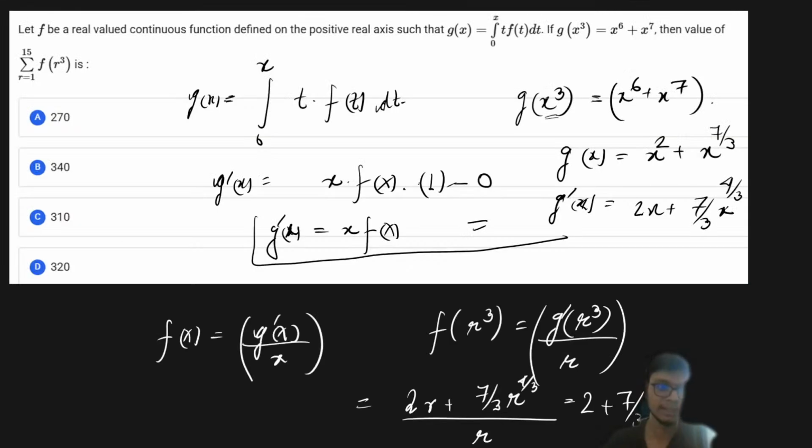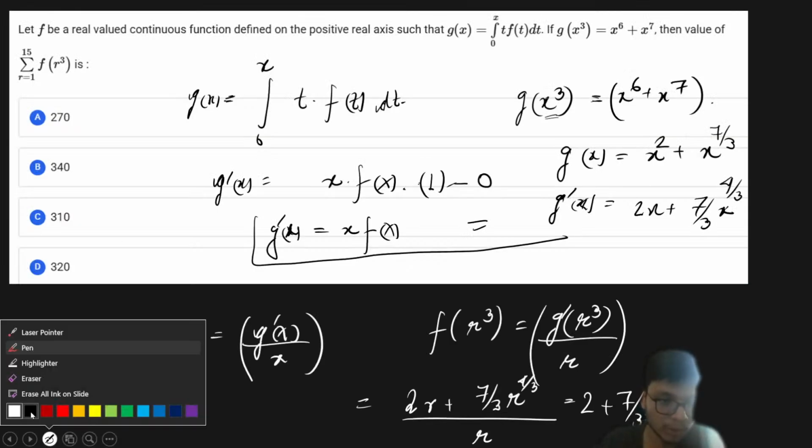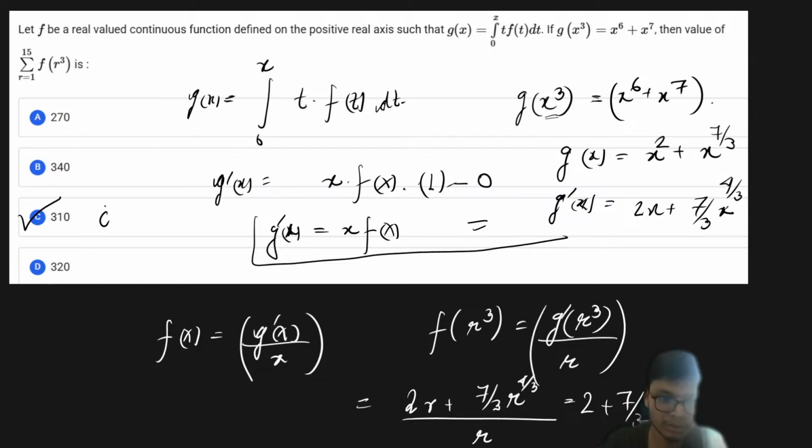So from here you can see the answer to this particular problem is going to be option number C. So this question is again a mismatch question. Once you understand how to find the derivative, the question is much simple.